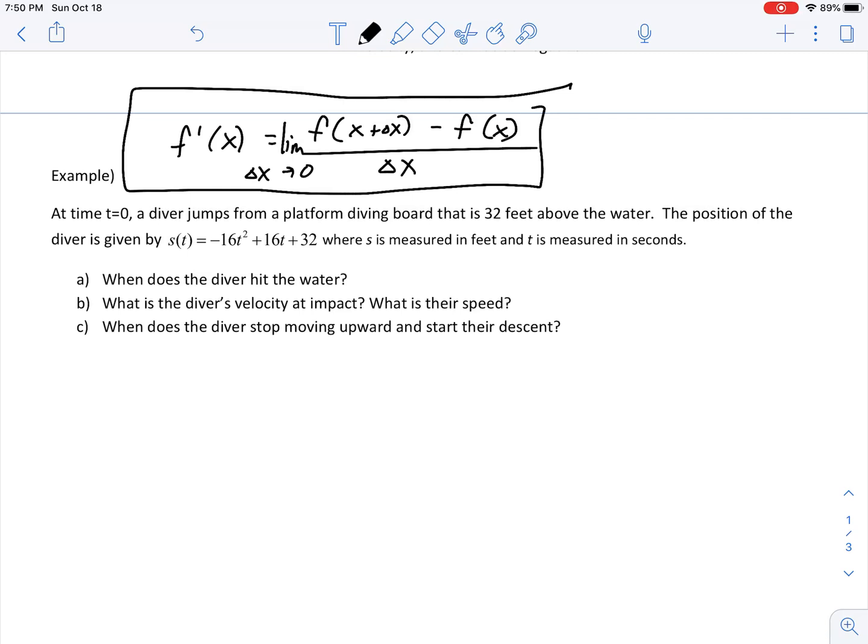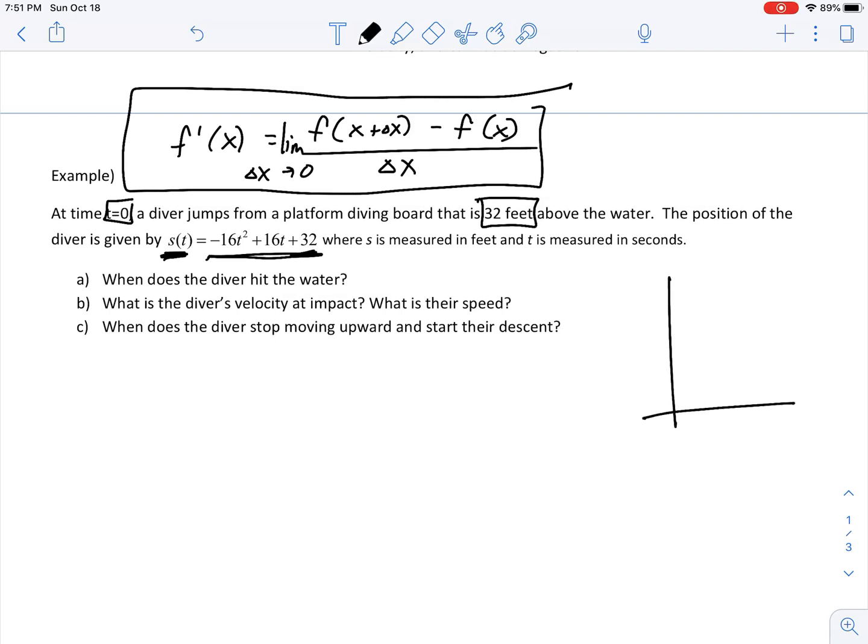All right, let's look at this example. At time t equals 0, a diver jumps from a platform diving board that is 32 feet above the water. That's this number, the 32. The position of the diver is given by S of t, so the position at time t is going to equal this number. That means how high up the person is above the water. So S of t is feet above the water. t is how much time has passed. So t equals 0 means that nothing has happened yet, and you're 32 feet above the water.